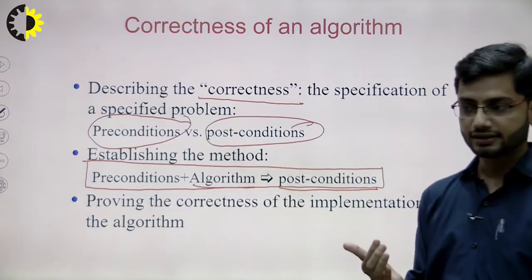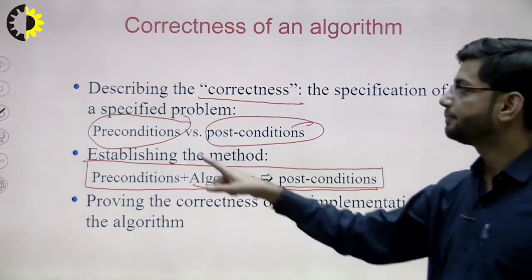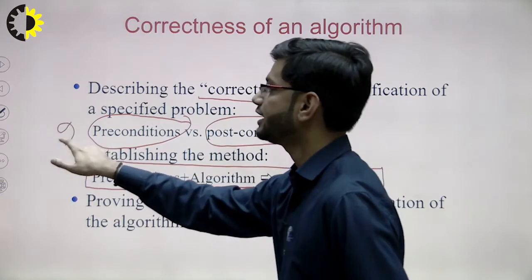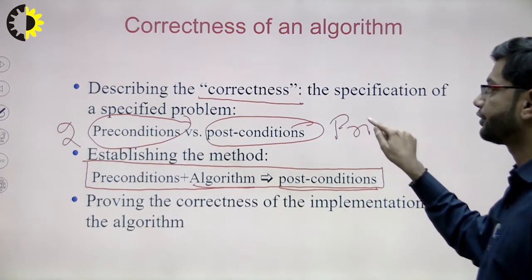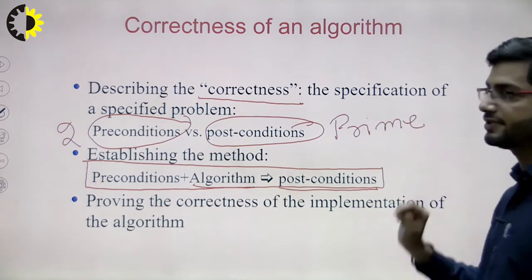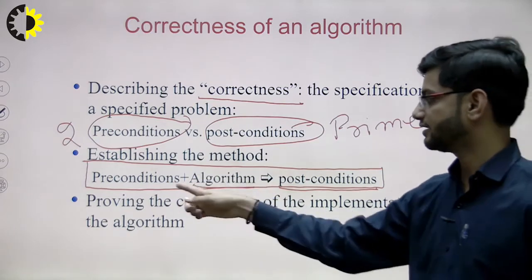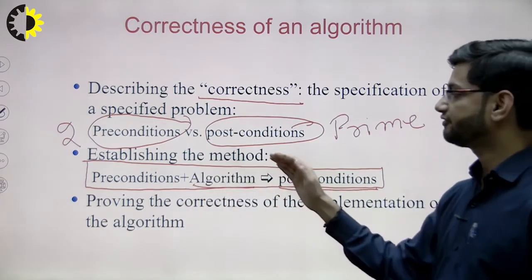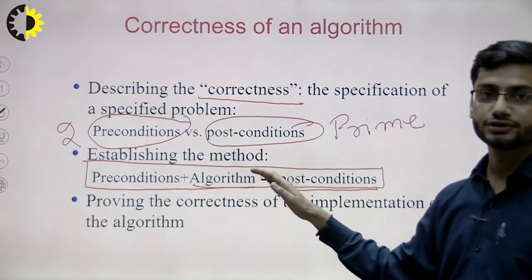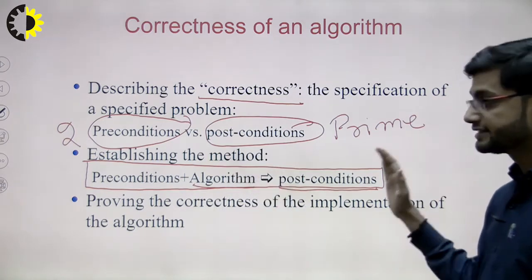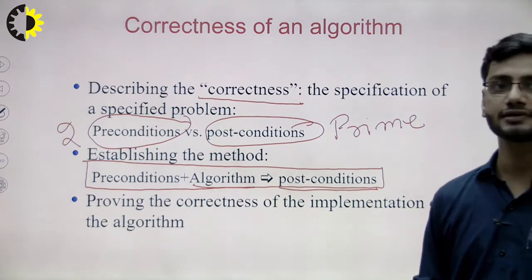I know that the input number 2 is a prime number. So I know the precondition is 2, and I know the post condition also, that the algorithm should report that it is a prime number. So algorithm correctness can be checked by this one line statement. After feeding preconditions to the algorithm, I should get the desired post condition. Then I will say that my algorithm is correct.